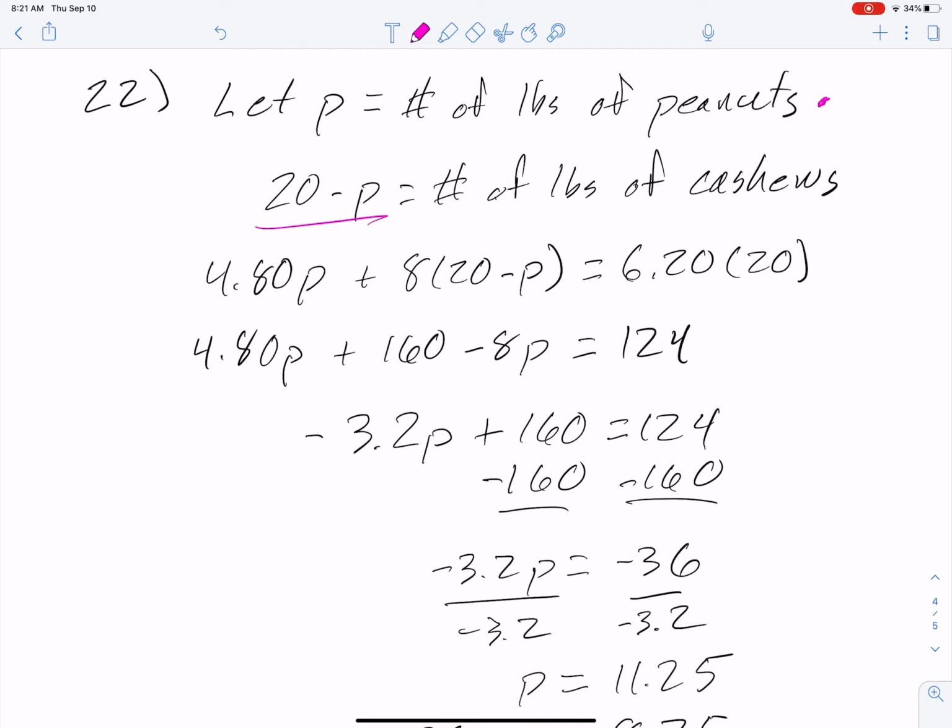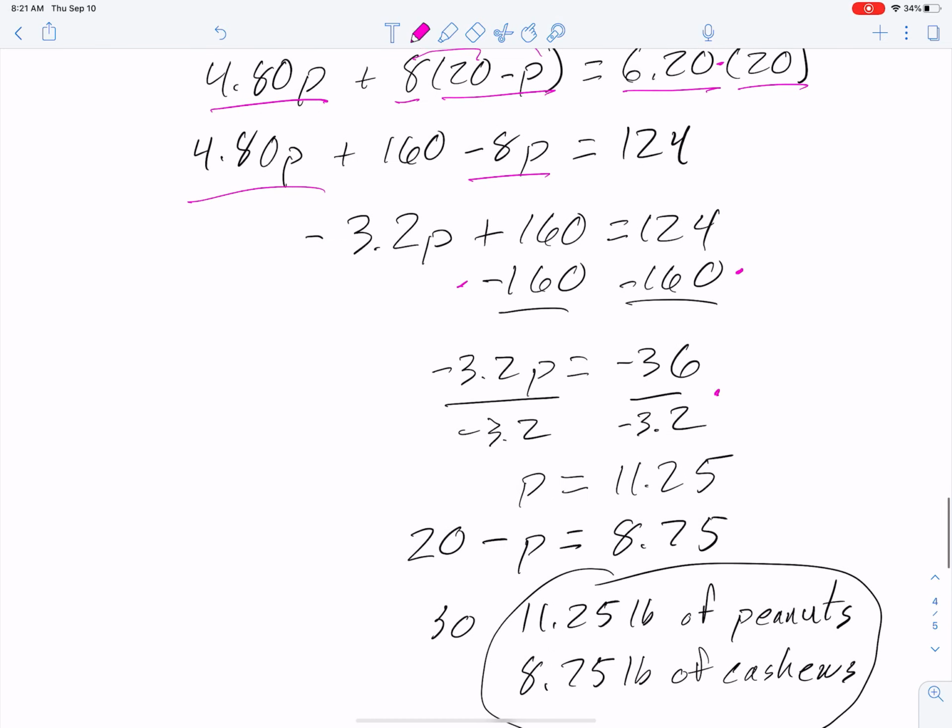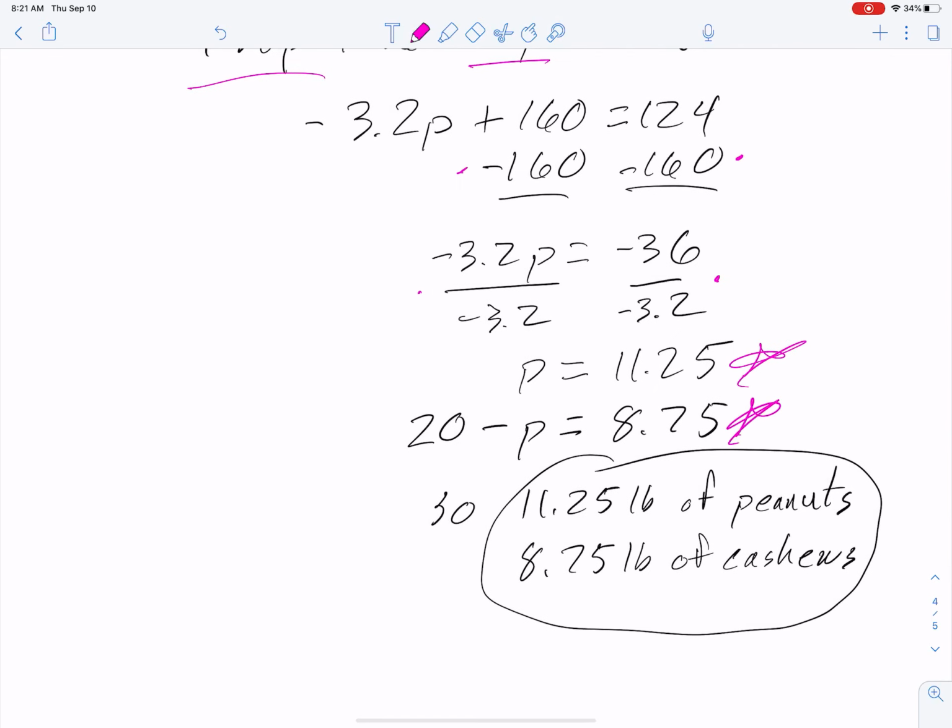From there, I can set up how much it costs for a pound of peanuts, how much it costs for a pound of cashews, and then how much it's going to cost total, how much the mixture is going to cost per pound, times the number of pounds. So I take care of my distribution, I take care of my multiplication, leads to having two like terms, 480p and negative 8p, which leads to negative 3.2p. I can subtract my 160, divide by my negative 3.2, and now I know how many pounds of peanuts I have and how many pounds of cashews I have.